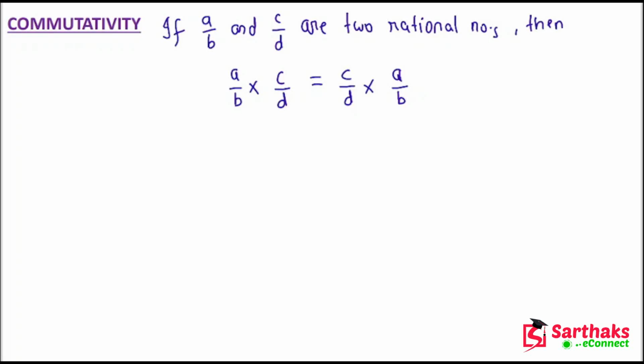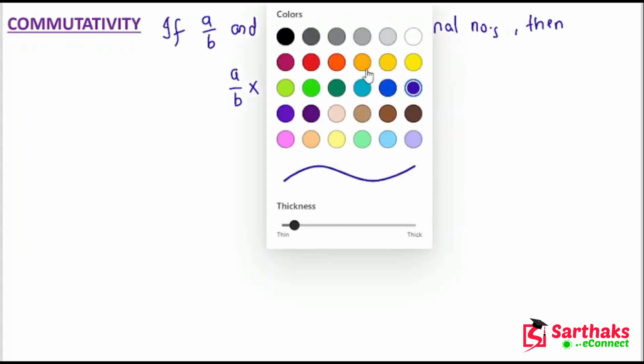So the commutative property simply states that you can multiply two rational numbers in any order. Let it be A upon B cross C upon D or C upon D cross A upon B, and you will get the same result. That is, multiplication of rational numbers is commutative, just like the addition. Okay, now let us again see some examples. Without an example we cannot verify it.